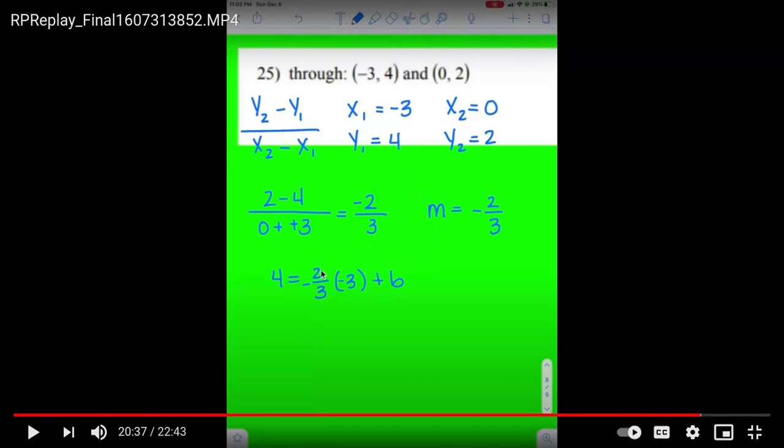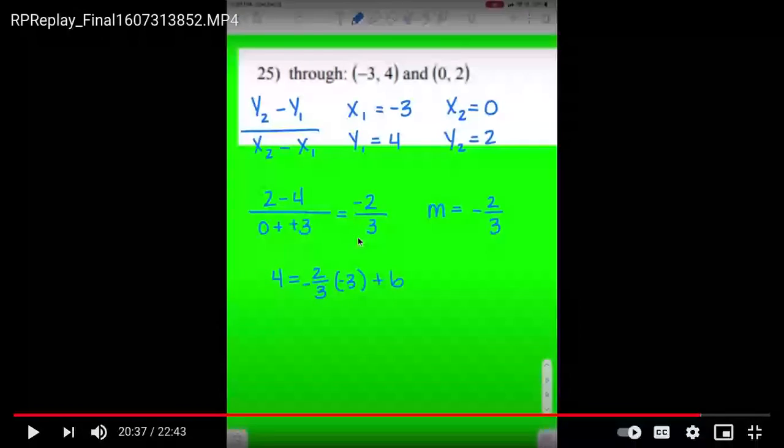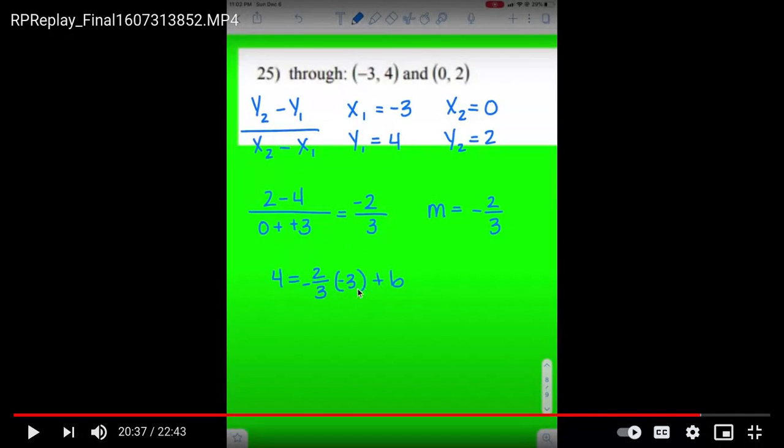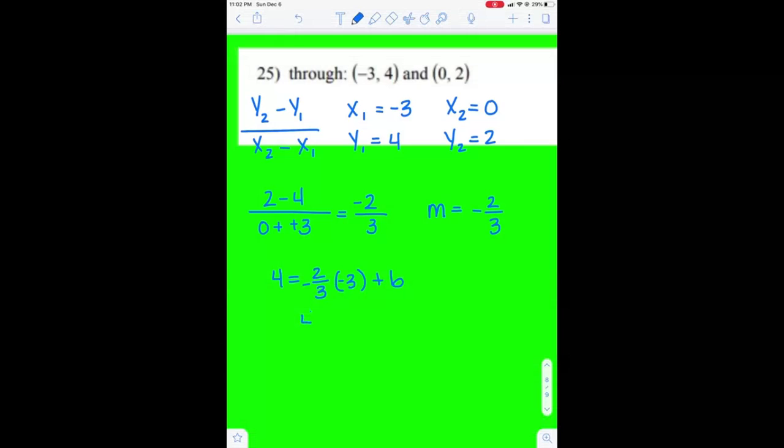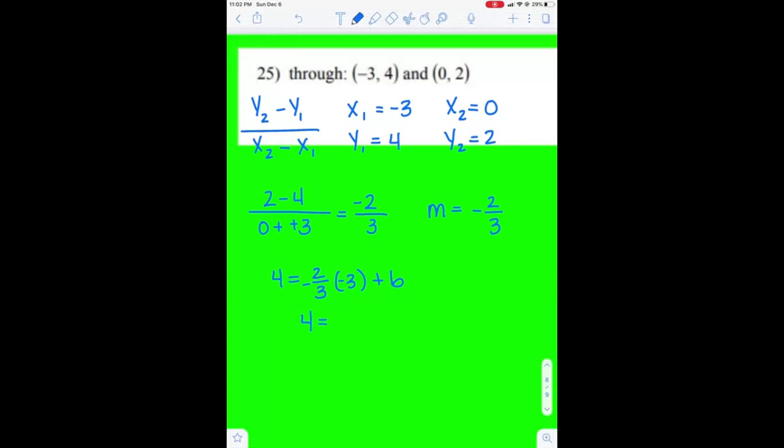So you can see right here, I use negative 2/3 as my m. I use negative 3 as my x, and I use 4 as my y. So now I'm going to use this to solve for b. So negative 2/3 times negative 3 is actually just positive 2. So I've got positive 2 plus b. I'm going to subtract 2 from both sides, and that is going to give me 2 is equal to b.